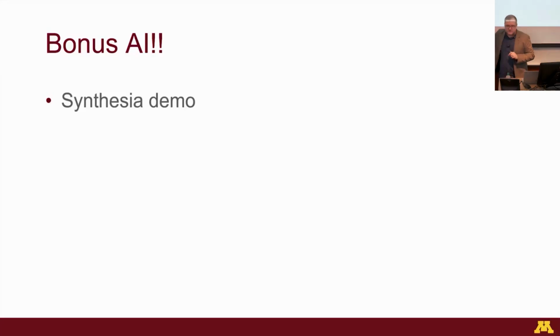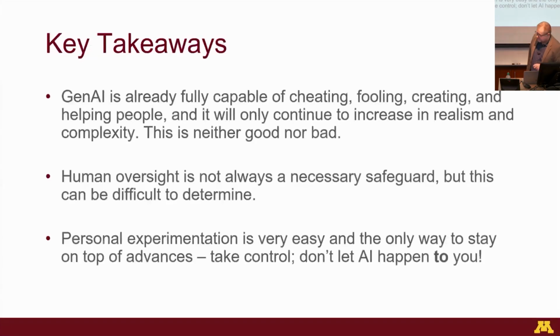I think bringing in the expertise in humans, how things really play out, that's why it's so critical for us to stay engaged. Key takeaways I will leave you with. Again, one, Gen AI is already fully capable of cheating, fooling, creating, or helping people. It's only going to continue to increase realism, complexity, and value. That is neutral. This is a tool. It is a very complicated tool, but it is nevertheless a tool.